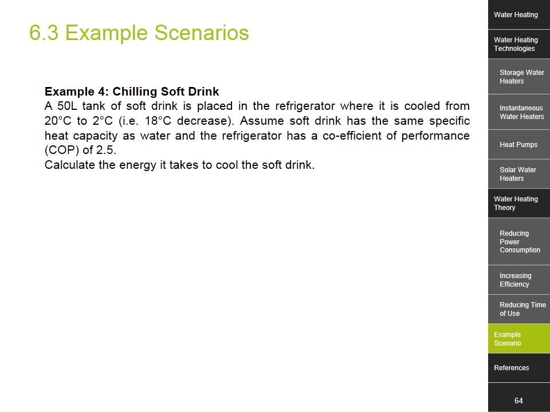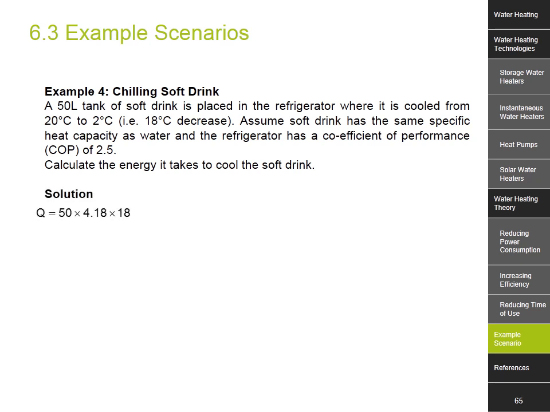Example scenario 4. The same principle holds true for cooling. For example, a 50-litre tank of soft drink is placed in the refrigerator where it is cooled from 20 degrees Celsius to 2 degrees Celsius. Assuming soft drink has the same specific heat capacity as water, and the refrigerator has a coefficient of performance of 2.5, calculate the energy it takes to cool the soft drink.